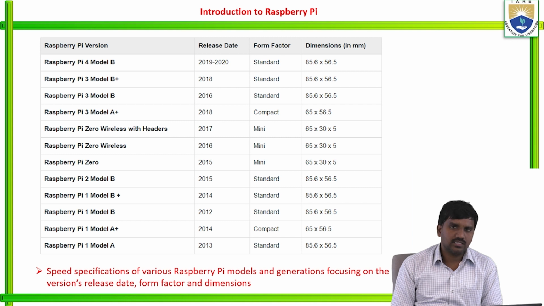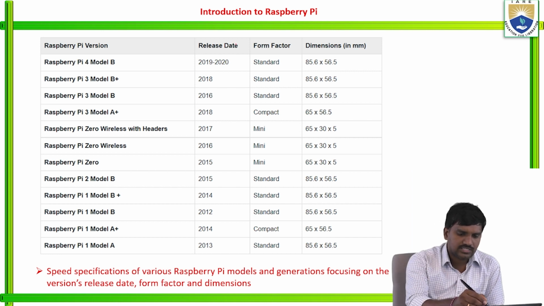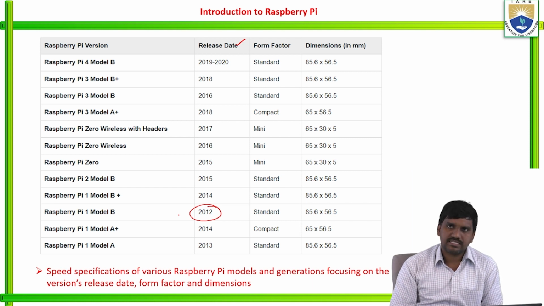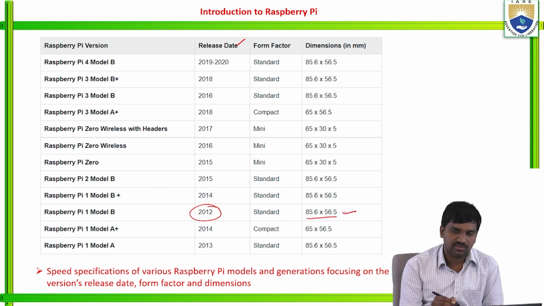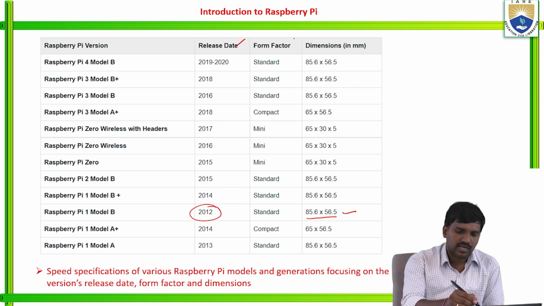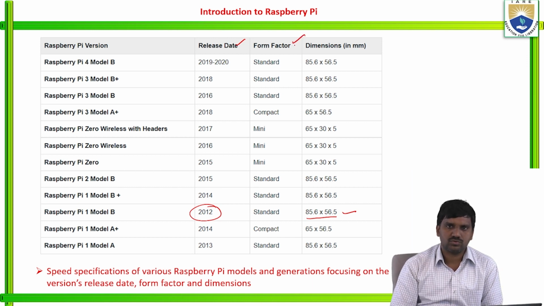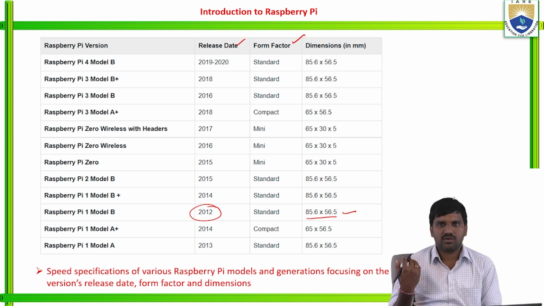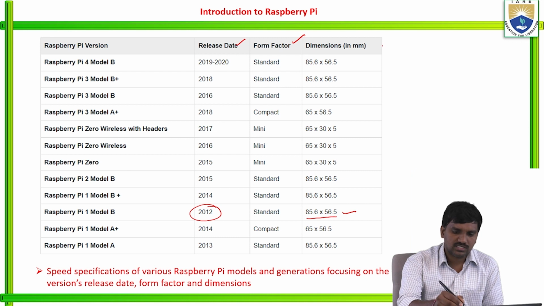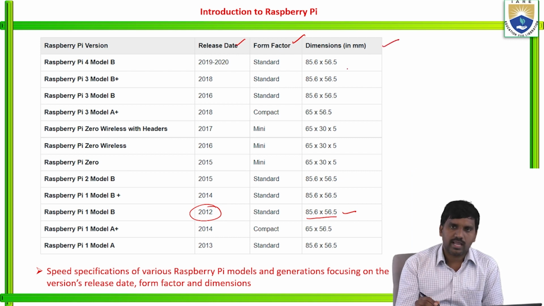And these are the specifications of various Raspberry Pi models and generations, focusing on the versions, release date, form factor and dimensions. So here, Raspberry Pi version and release date. It starts from 2012, that is standard size 85.6 by 56.5. Form factor is nothing but the ratio of input to output, how much input we are giving and based on that how much output we are getting. The dimensions here are in height and width.